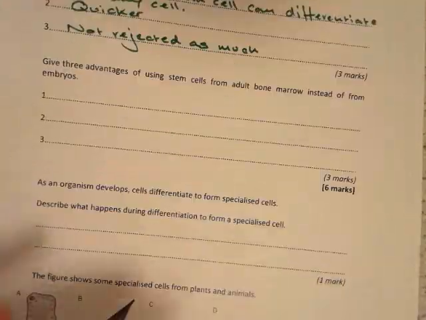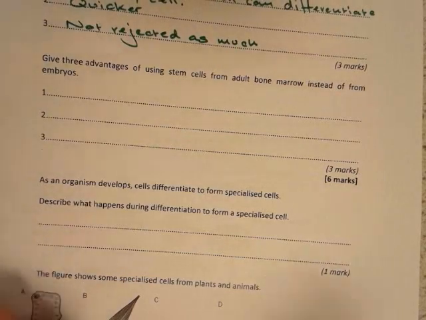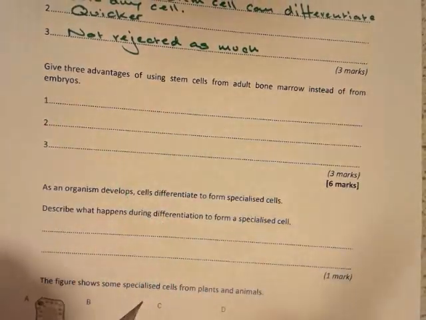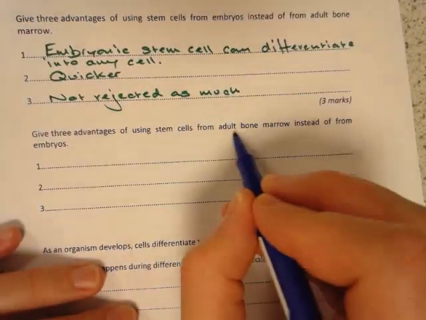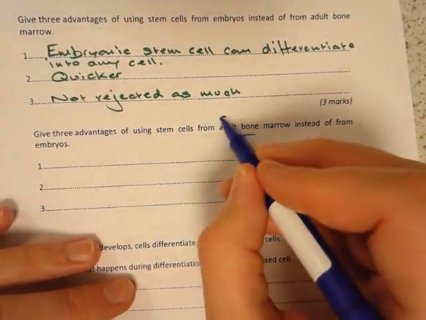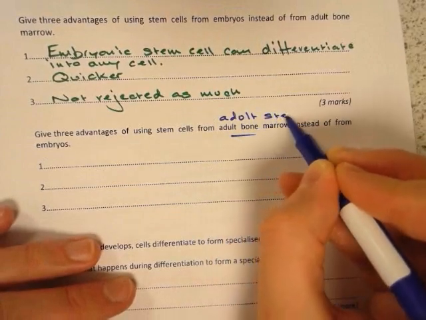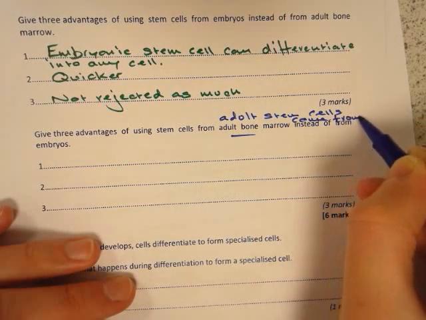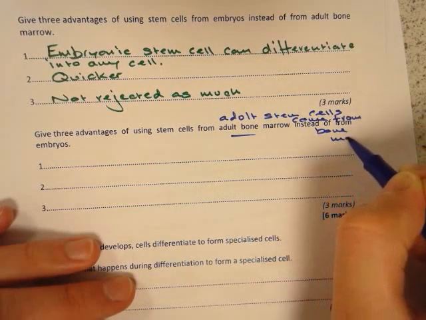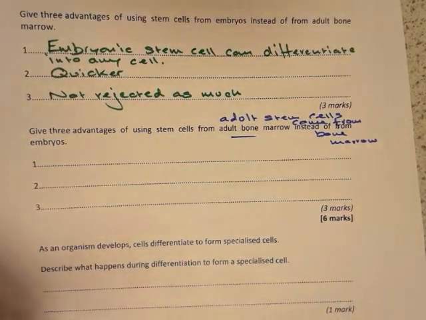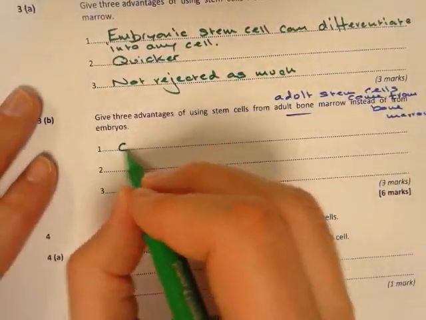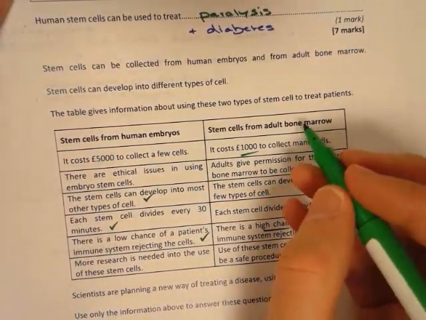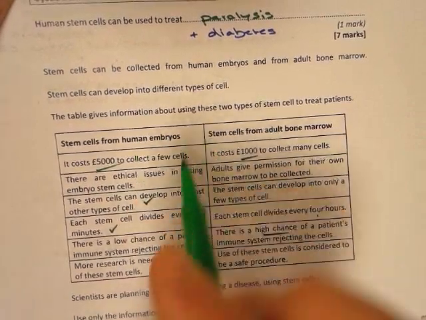Okay. Advantages of using adult stem cells or stem cells from bone marrow instead of from embryos. Because remember, adult stem cells come from bone marrow. Okay, advantages we've got there is it's cheaper. It's £1,000 for the adult bone marrow, it's £5,000 for the human embryos, or the embryonic stem cells.